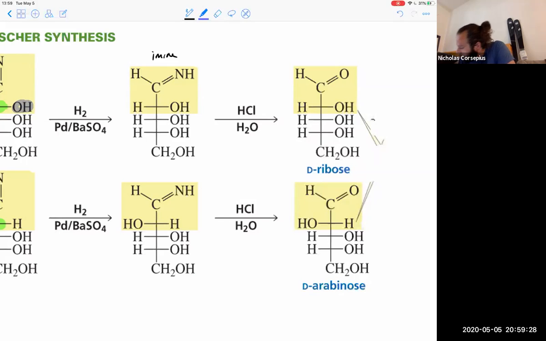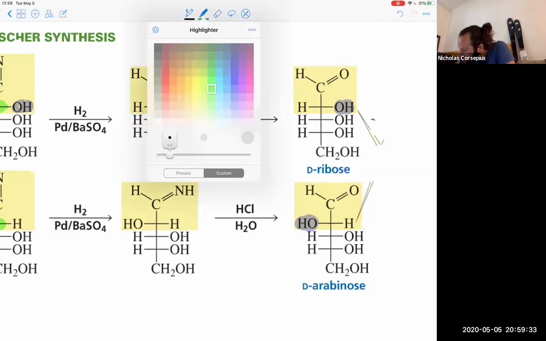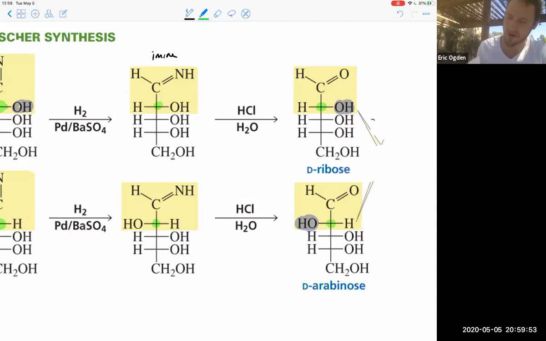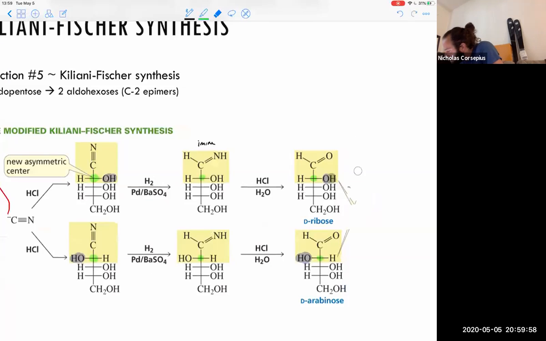All right, and again, the big difference between these sugars is the position of the OH group on carbon 2. So they are what? What special name did we have for two sugars that only differ in their stereochemistry at carbon 2? Epimers, absolutely. So here we have, again, they just differ at carbon 2, so they are epimers.